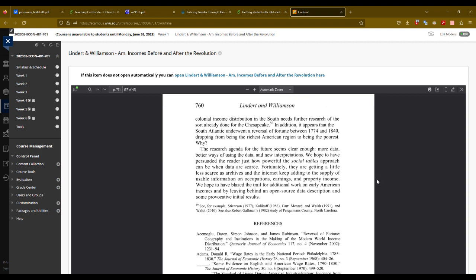In addition, it appears that the South Atlantic underwent a reversal of fortune between 1774 and 1840, dropping from being the richest American region to being the poorest. Why? Again, an unanswered question that we could ask.